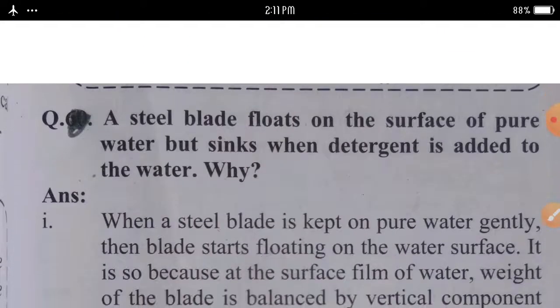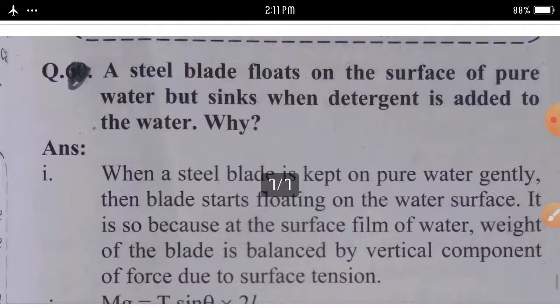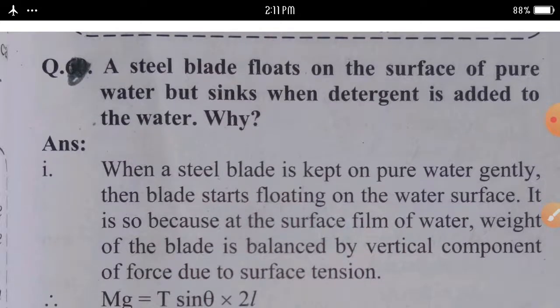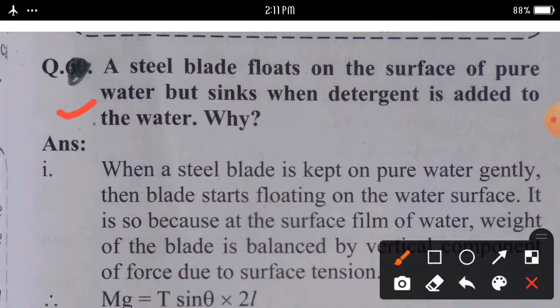Next, a question asked here: a steel blade floats on the surface of pure water but sinks when detergent is added to the water. Why? Reason here.